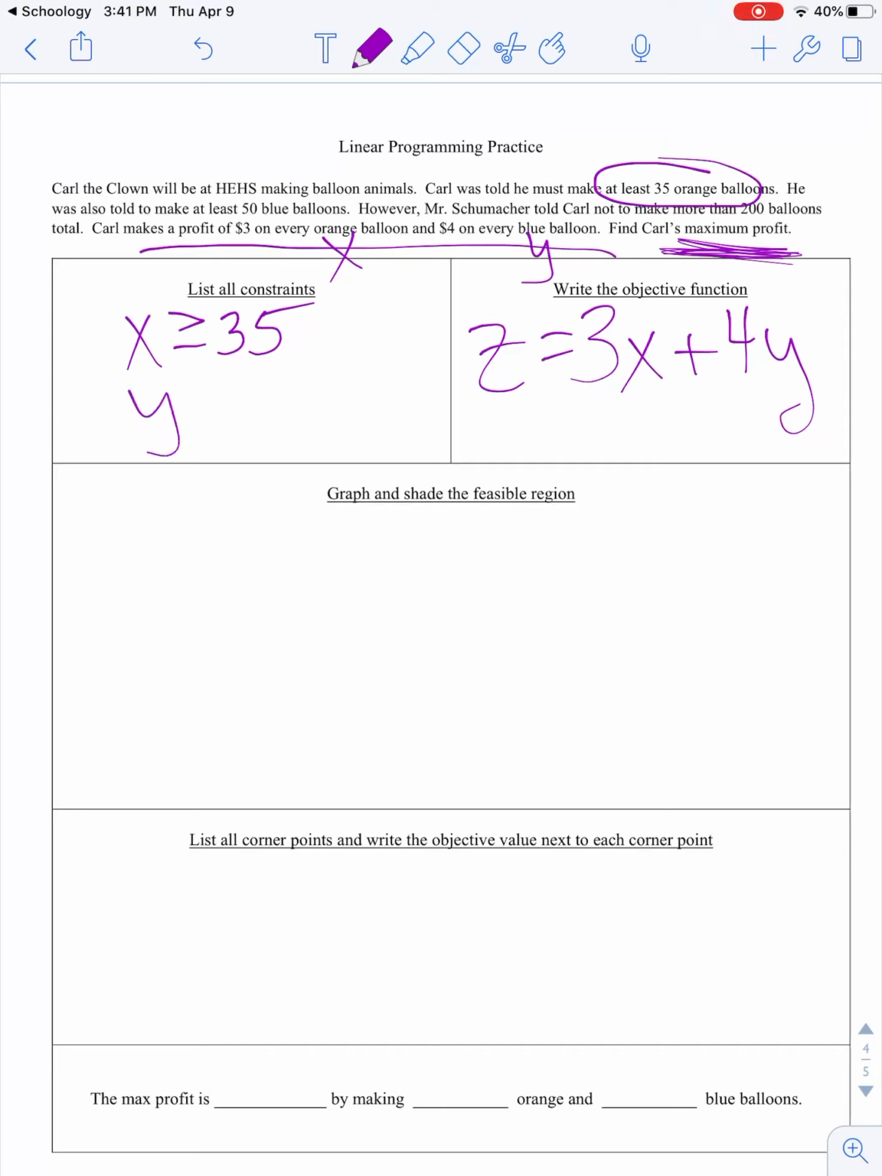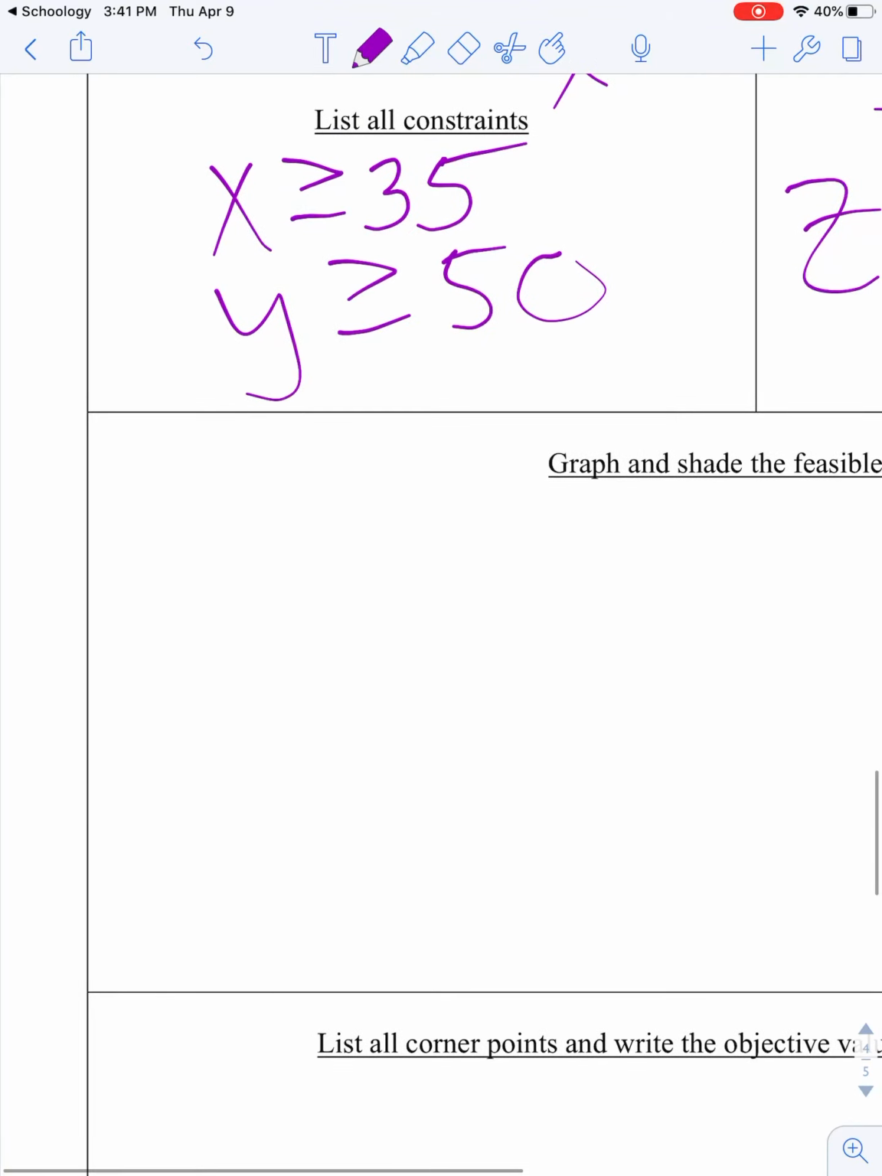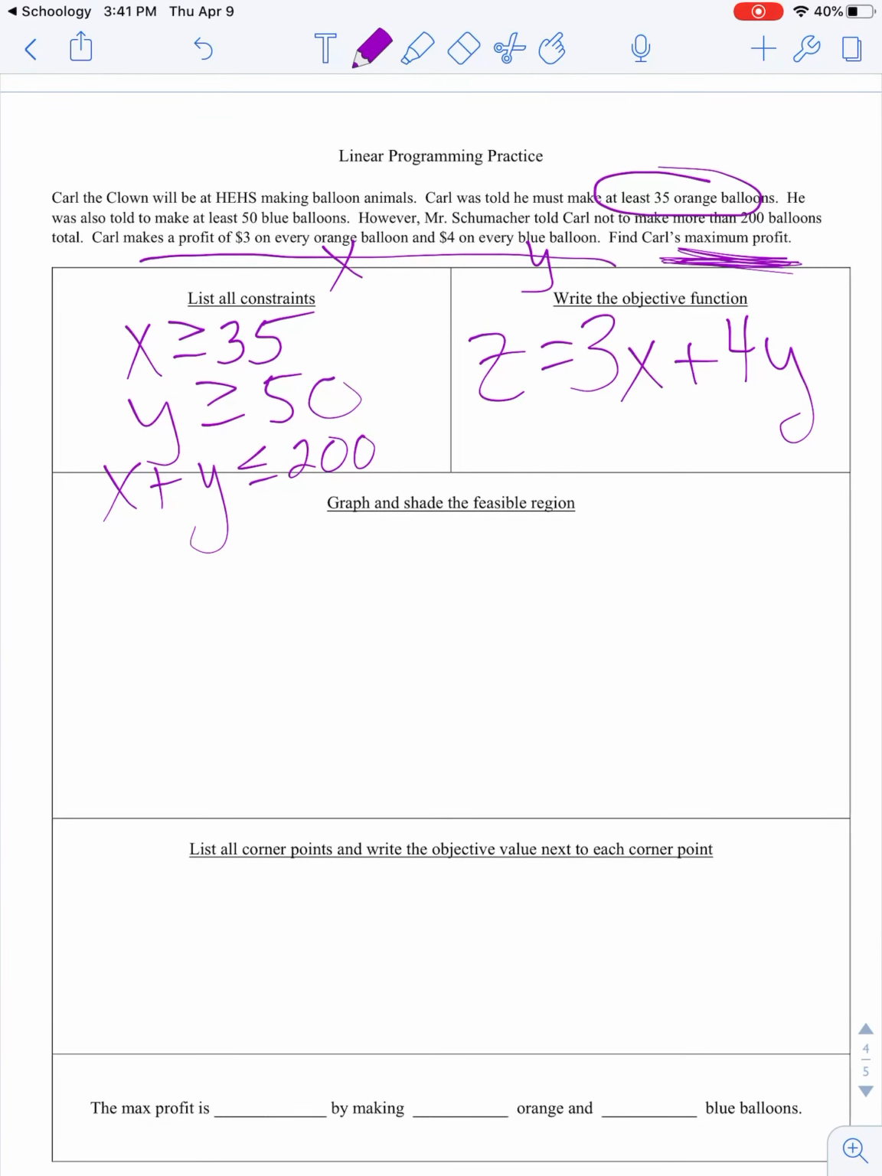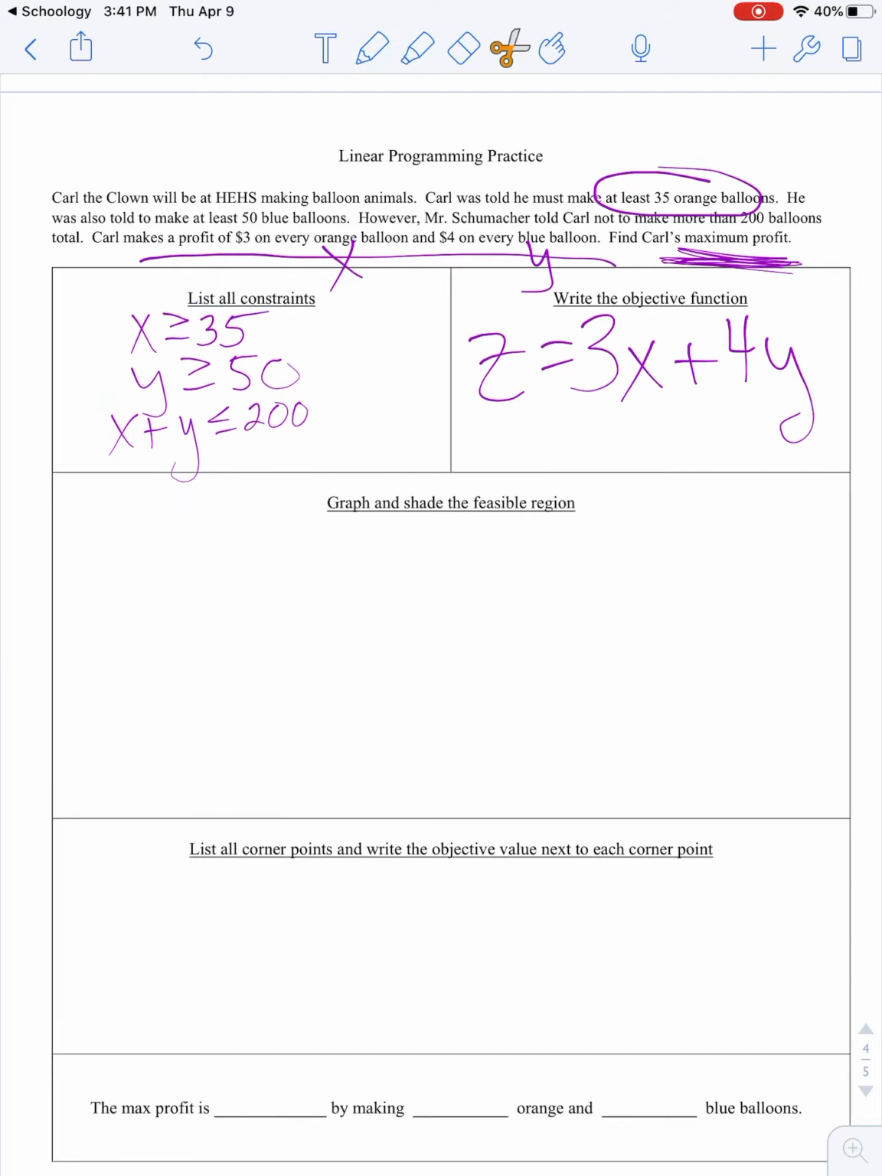He has to make at least 50 balloons, and he can't make any more than 200 balloons. So the total balloons, total X plus Y, can't be greater than 200. No more than, he can't make it, says right there, no more than 200 balloons. So those are your constraints.